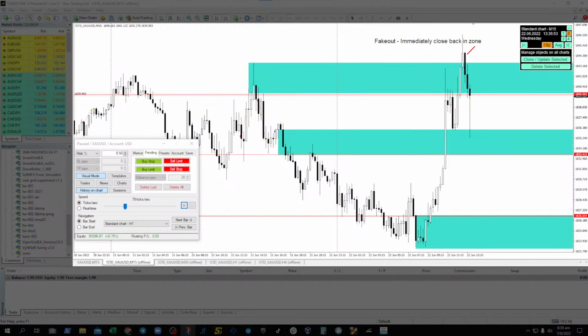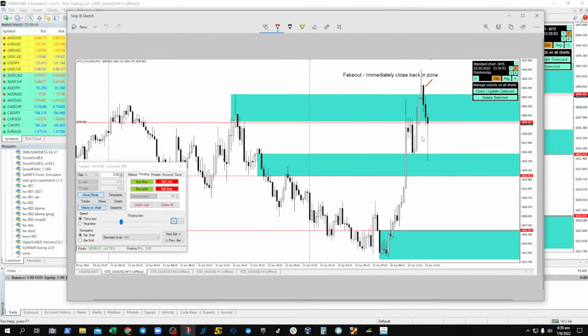This would have been a good sell, but we are not into the sell. How can we take this trade? We can't take this trade because really there's no good setup there. 31, the 22nd of June.